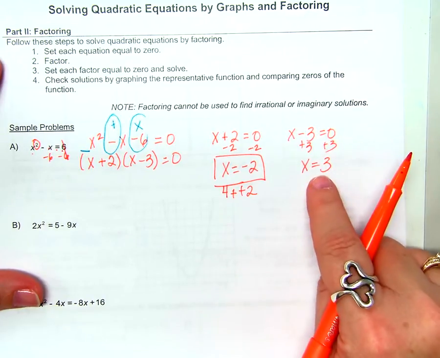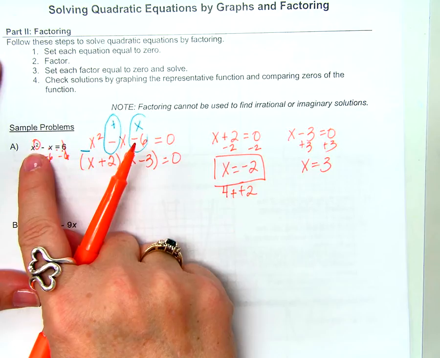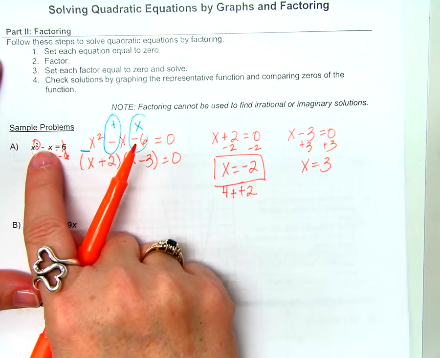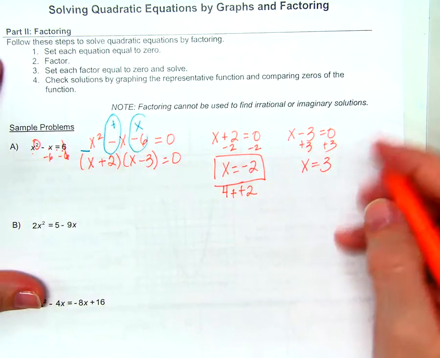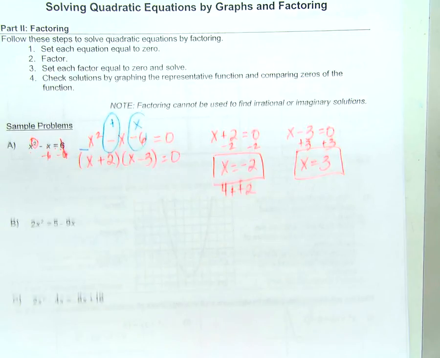But is it 3? What's 3 squared? What's 9 minus 3? Does 6 equal 6? Then that is my other answer. Does that make sense? Okay. So A is finished. It's completely done. Any questions on A? Okay. Then let's look at B.